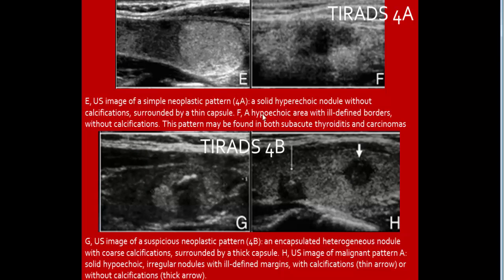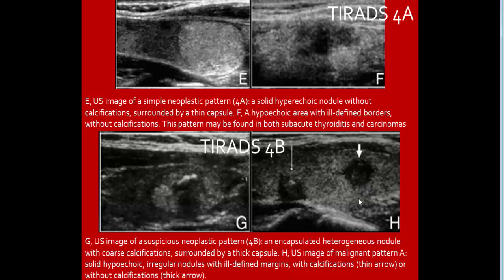TI-RADS 4A, benign simple neoplastic pattern: solid hyperechoic nodule without calcification, surrounded by a thin capsule. There is a hypoechoic area with ill-defined border without calcification. This pattern may be found in both subacute thyroiditis and carcinoma. TI-RADS 4B, low suspicion of malignancy, suspicious neoplastic pattern: encapsulated heterogeneous nodule with coarse calcification surrounded by a thick capsule.